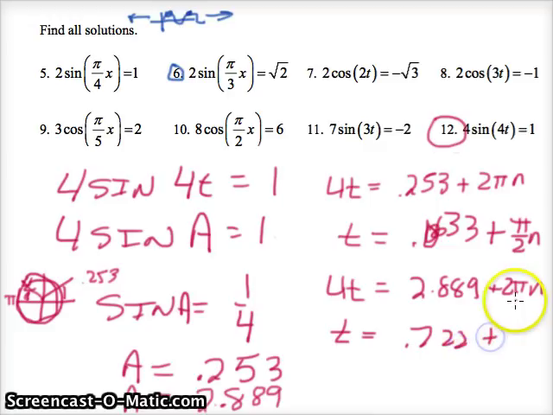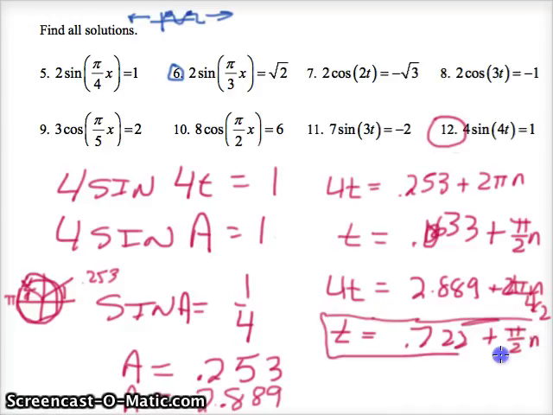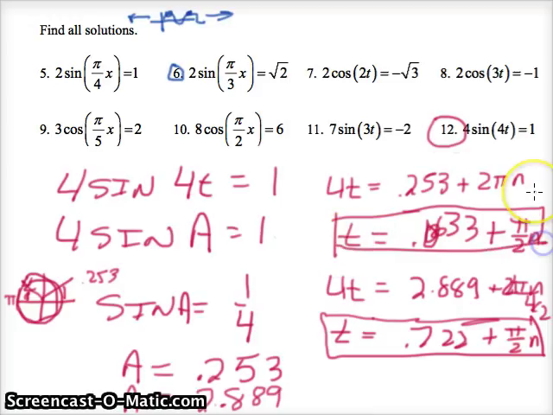0.722 plus, remember we're dividing that by 4 too, so that's going to be pi over 2 n. So the answers are here, it's one answer, and right here. Okay, that's how to do that problem. And the others in there are very much like that.